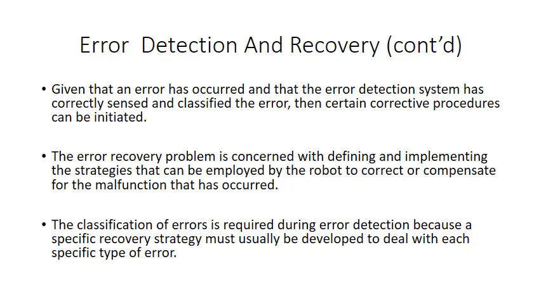Given that an error has occurred and that the error detection system has correctly sensed and classified the error, then certain corrective procedures can be initiated. The error recovery problem is concerned with defining and implementing the strategies that can be employed by the robot to correct or compensate for the malfunction that has occurred. The classification of errors is required during error detection because a specific recovery strategy must usually be developed to deal with each specific type of error.